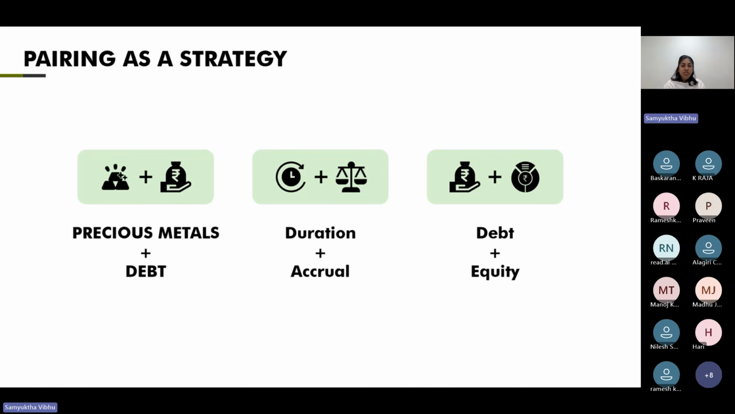The second way to do this is to have a duration plus accrual strategy. A duration strategy is something where you take exposure to longer term bonds, and an accrual strategy is something where you're focusing more on the yield of the return and you're not getting any volatility from the bond prices, right? Ideally, when you take a duration strategy, you're going to have more volatility in the portfolio, because the longer the duration of the bond, the more it's going to react to any changes in interest rates or yields, right?